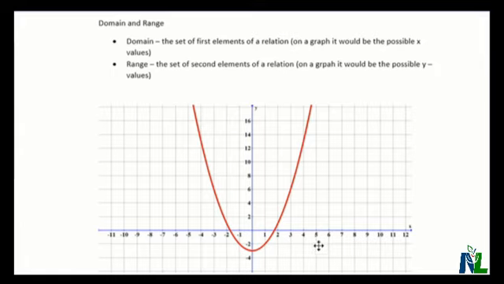Domain and range. When looking at the domain and range of a graph, we first have to remind ourselves what the domain and range are. The domain, when we defined it earlier, is a set of first elements in a relation. When we're talking about a graph, it actually means the possible x values for our graph. The range is a set of second elements in a relation, or on a graph, it would be the possible y values.